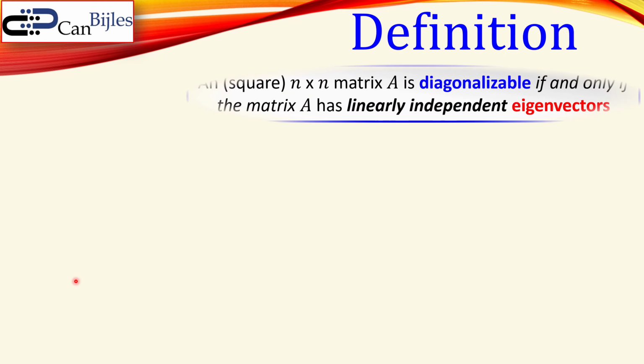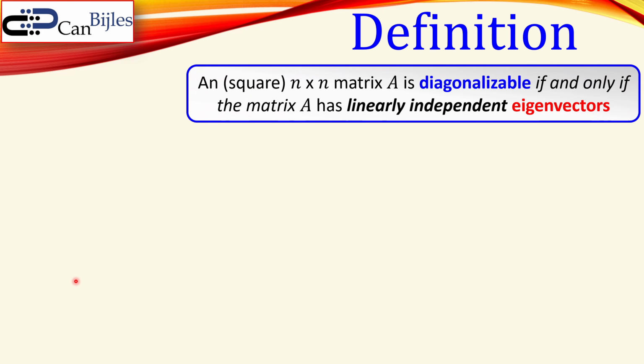Okay, before we jump to our example, let's give a brief definition of what a diagonalization is. So the definition goes like so. If you have an n by n matrix, it must be a square matrix. It is diagonalizable if and only if the matrix A has linearly independent eigenvectors. So what does it mean? Now, we can use this formula unless this is the case.